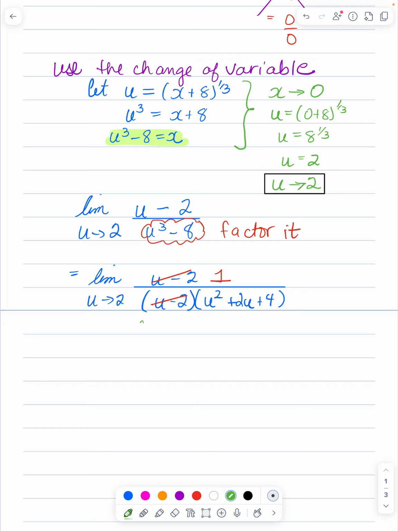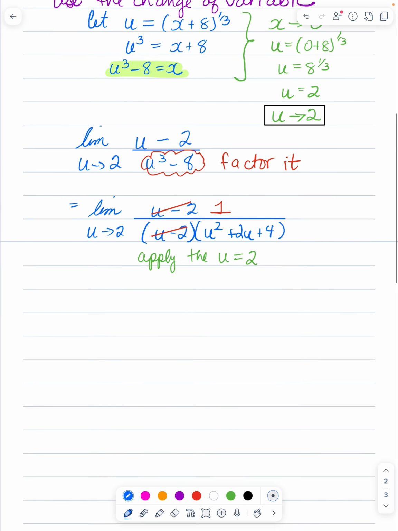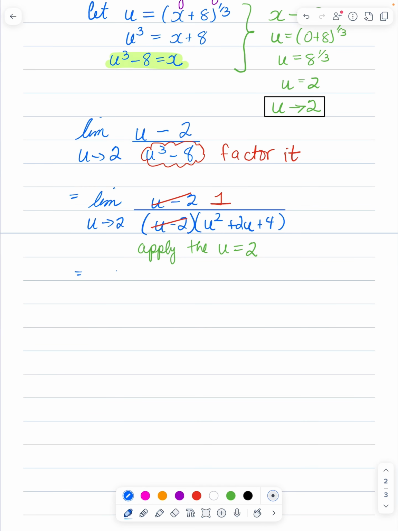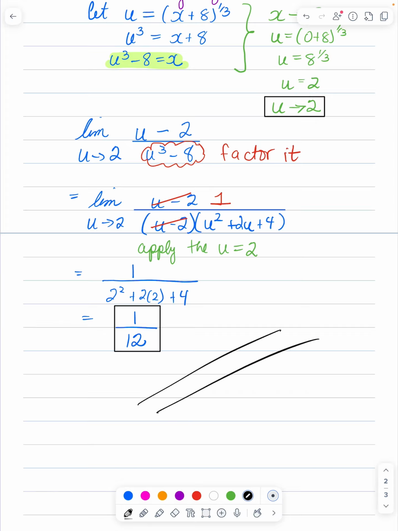And now what we can do is apply the limit, which is u equal to 2, and we can substitute that. Once we substitute that, we don't have to write this limit anymore. It will just be 1 over 2 squared plus 2 times 2 plus 4, which is equal to 1 over 12. That is our final answer. We are finished with the question, and that's it. That was easy.